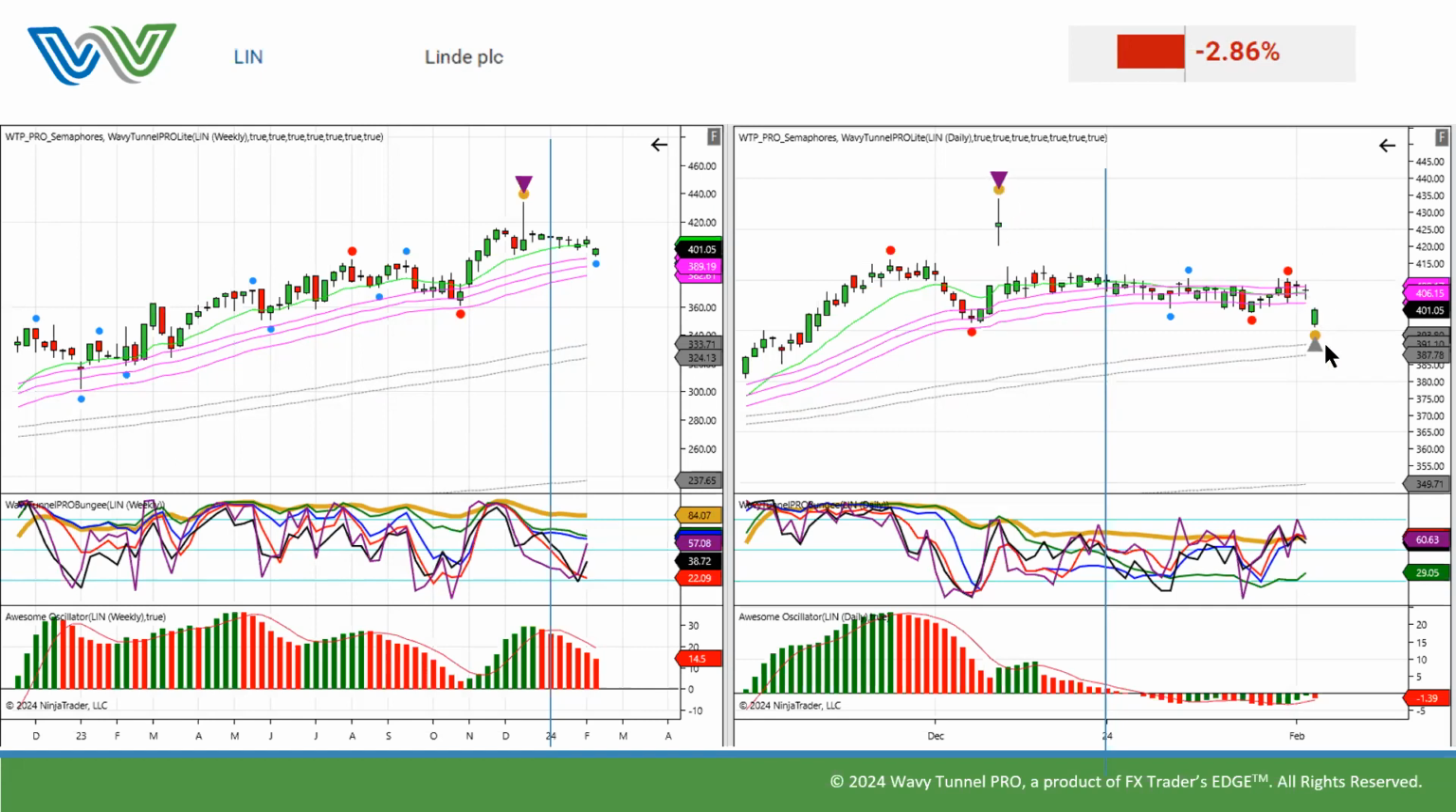Because this is a gorgeous pattern. Like this is a nice 3-wave move right into the tunnel with the gray arrow. This is just a beautiful place to be buying. And yeah. Okay. Too late now on this pattern.